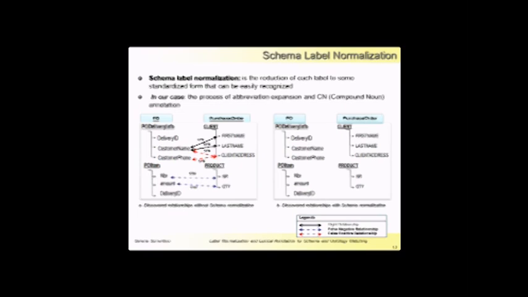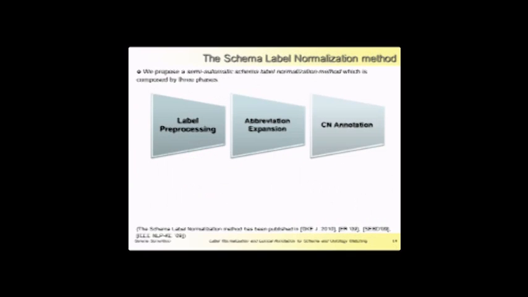On the contrary, by applying a normalization method, we will be able to discover only the correct relationships. Thus, we proposed a schema label normalization method, which is composed of three main phases. The first phase is label preprocessing, where we select the labels to be normalized, tokenize the label in single words, and finally classify these labels as compound noun, abbreviation, or compound noun containing abbreviation.